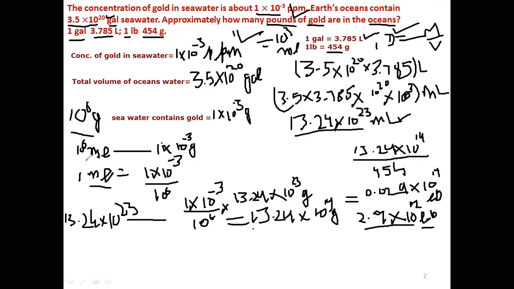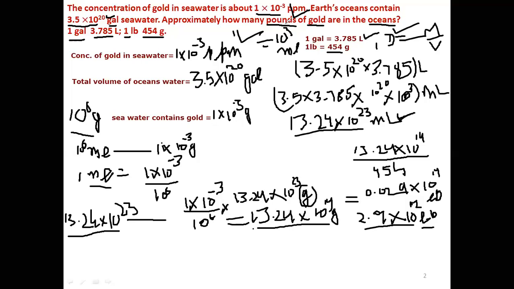So we applied a unitary method. First we converted these gallons into ml, which comes out to be something like this. 10 raised to the power 6 ml contains 1 into 10 raised to the power minus 3 gram gold. 1 ml contains 1 into 10 raised to the power minus 3 divided by 10 raised to the power 6, and we have to calculate for 13.24 into 10 raised to the power 23. It is 1 into 10 raised to the power minus 3 divided by 10 raised to the power 6 into 13.24 into 10 raised to the power 23. Still it is in grams. So that was the answer, 13.24 into 10 raised to the power 14 grams.